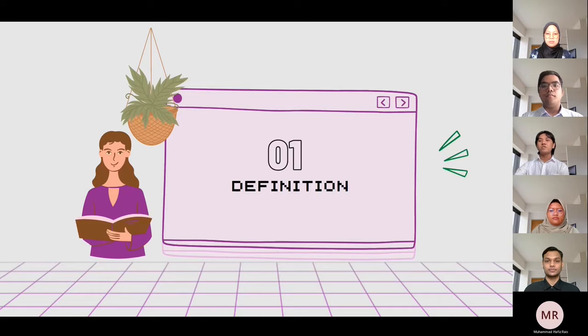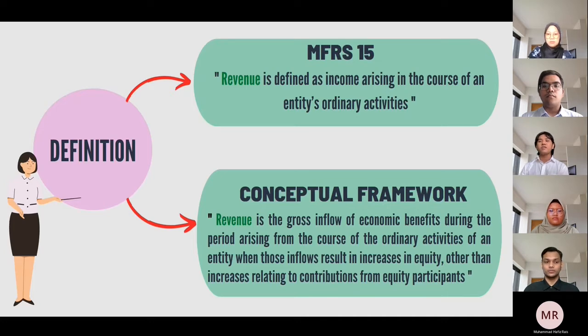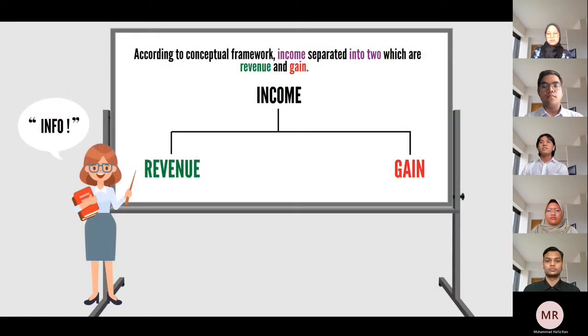Next, I would like to move on to the definitions, which are divided into two definitions consisting of MFRS 15 and the conceptual framework. For MFRS 15, revenue is defined as income arising in the course of an entity's ordinary activities. And for the conceptual framework, revenue is the gross inflow of economic benefits during the period arising from the course of the ordinary activities of an entity when those inflows result in increase in equity other than increase relating to contributions from equity participants. According to the conceptual framework, income is separated into two, which are revenue and gain. But in this presentation, we only focus on revenue.